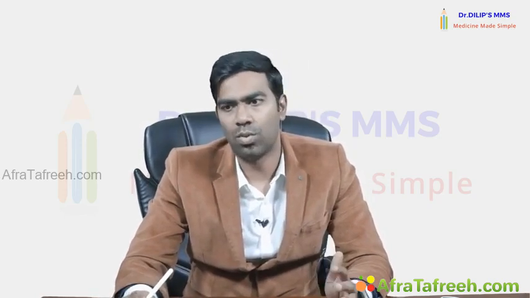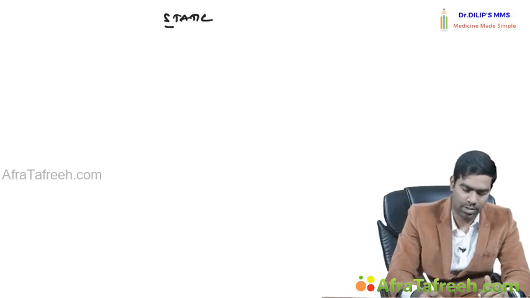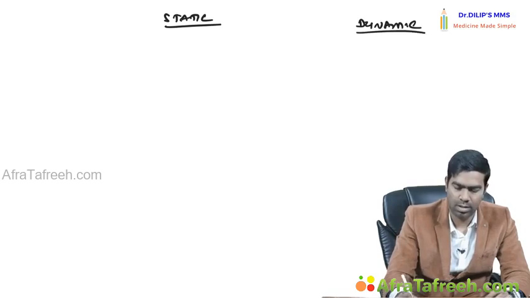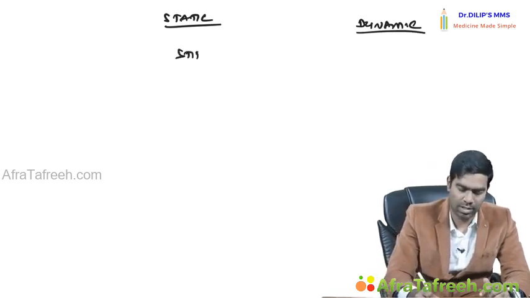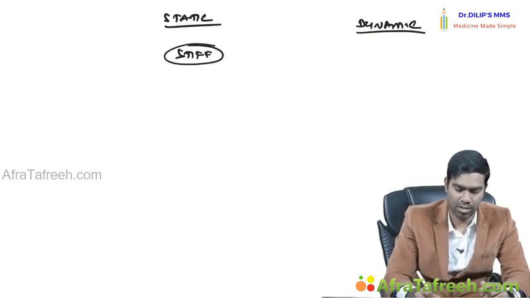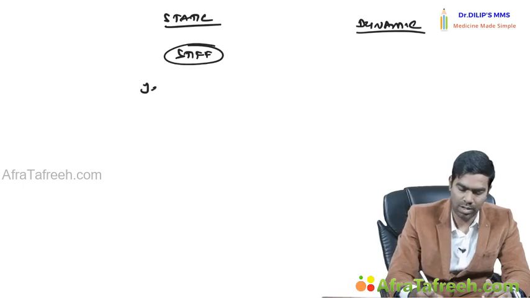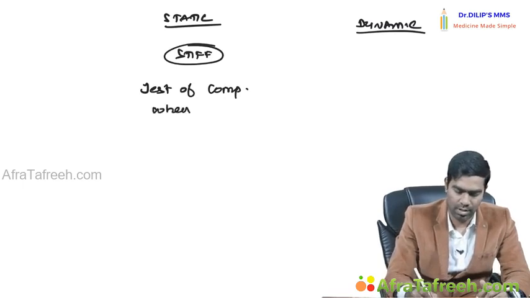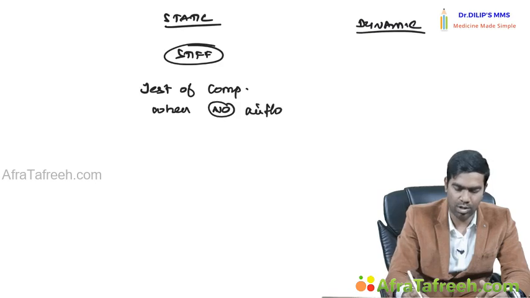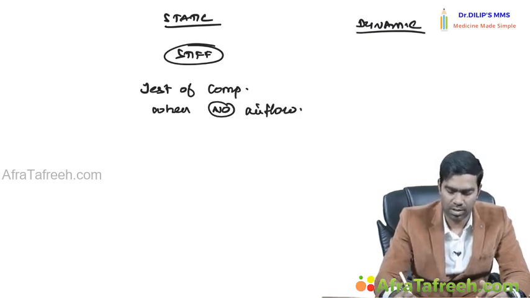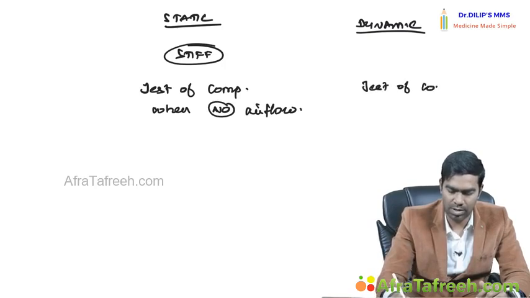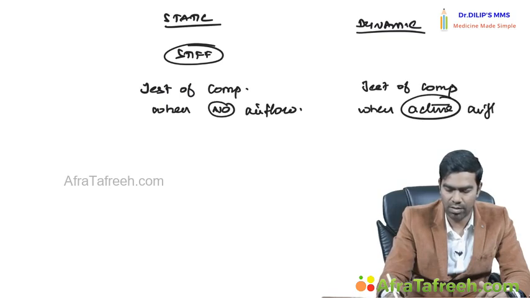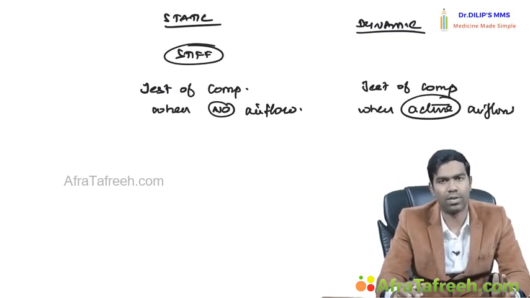Anyway, now let us see the difference between static compliance versus dynamic compliance. Static compliance is typically called the stiffness of the lung, which is nothing but a measure of compliance when there is no active airflow. So static compliance means the test of compliance, that is stiffness of the lungs alone, when there is absolutely no airflow going on. Whereas dynamic compliance is a test of compliance when there is an active airflow. That's what we call dynamic compliance.